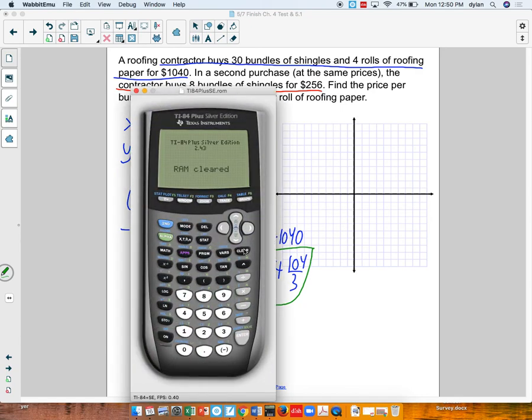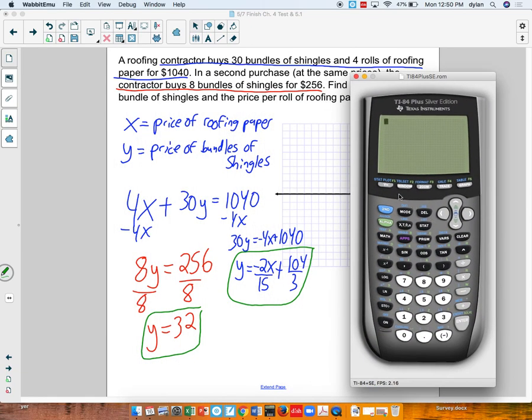So if I pull up my graphing calculator here, we're going to enter both of these equations into y equals. So we've got y equals 32. And then we've also got y equals negative 2x over 15 plus 104 over 3. And then our goal is to graph these. Now if I press graph right now, I'm not going to see anything because my window is way too small for these numbers. If you just look at the numbers, you can see that we're definitely not going to be in a 10 by 10 window.